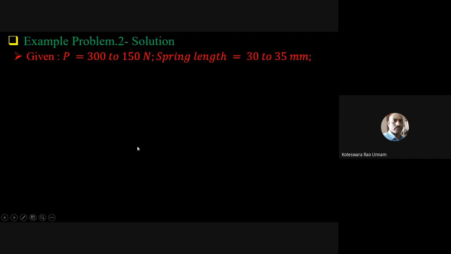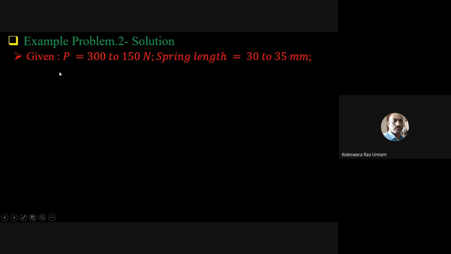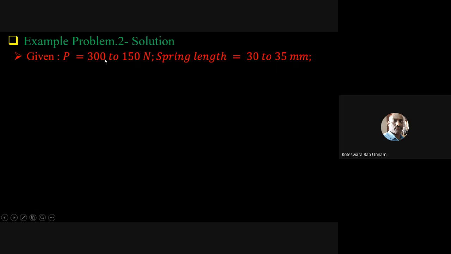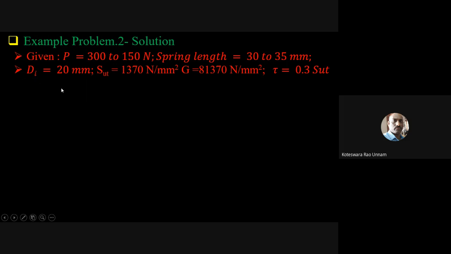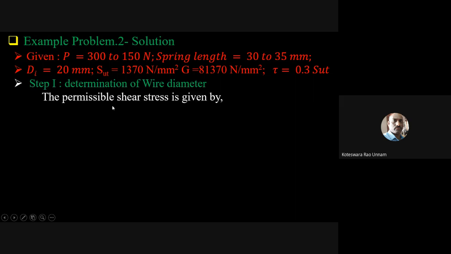Okay, right. So first we'll put the given data in the problem. Load is changing from 300 to 150 newtons and the spring length is changing from 30 to 35 mm. Then the inside diameter he has mentioned as 20 mm, so we have to take it as 20 mm only. SUT is given as 1370 and G is given as 81,370 Newton per mm square. He has also mentioned that the allowable shear stress is 0.3 times SUT. So now the first step is we need to calculate the wire diameter. For that, first we'll compute the allowable shear stress using this relation, tau is equal to 0.3 SUT.